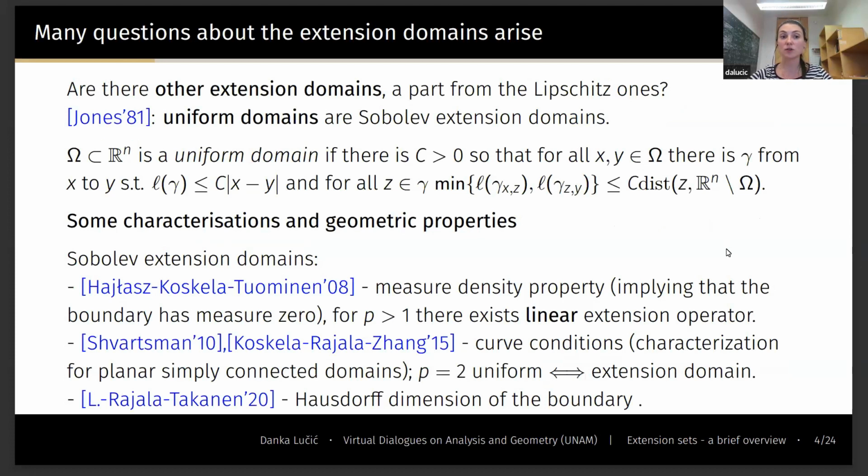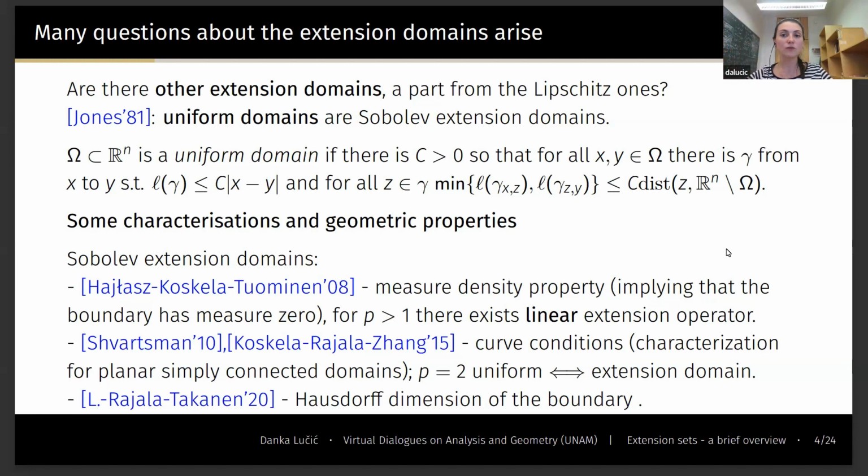So now we have seen that we have extension domains, and there are many of them. All bounded Lipschitz domains are extension domains, but there are actually many more. A result by Jones tells us that all uniform domains in Euclidean space are Sobolev extension domains. So what are uniform domains? All bounded Lipschitz domains in particular are uniform domains, but this class includes much more.